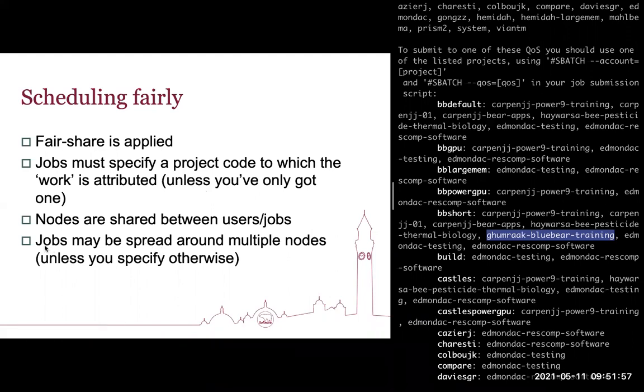A key thing to note is that if you ask for more than one core, so that's more than one CPU in your job, by default, it will be spread around multiple nodes. And that may not be what you want, depending on whether the commands and the programs that you're calling can cope with that.